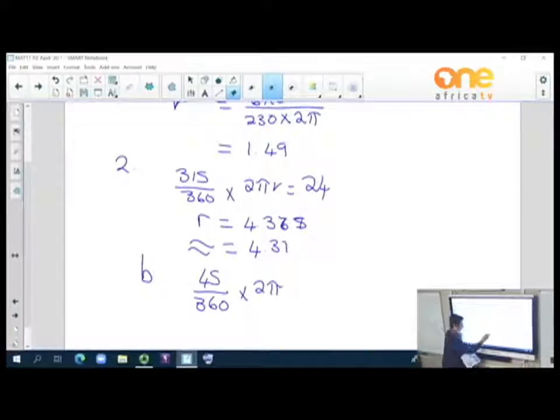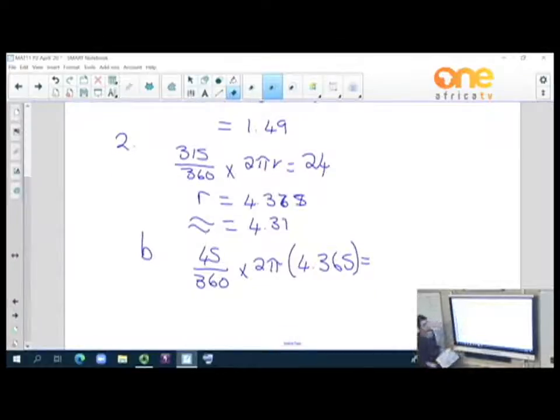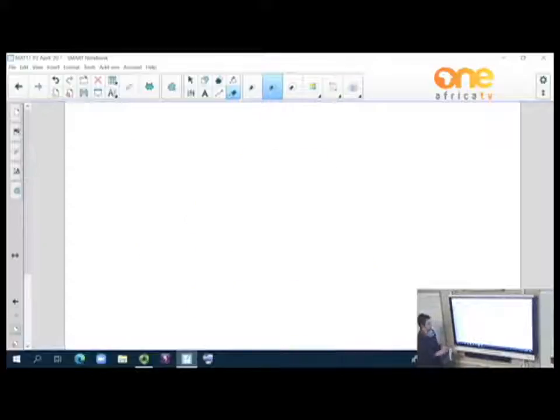And now I use this radius here of 4.365, the unrounded one. That's what you're going to use, that unrounded radius. Okay, and so the final answer is 3.43. So this is another way they can ask it, and not just straightforward finding that arc length or eventually the sector area.